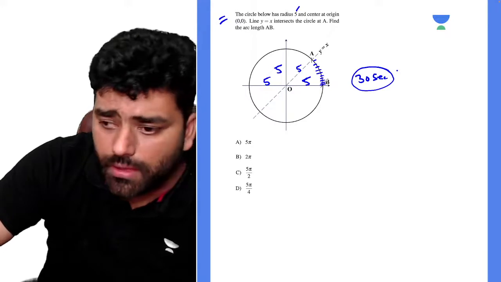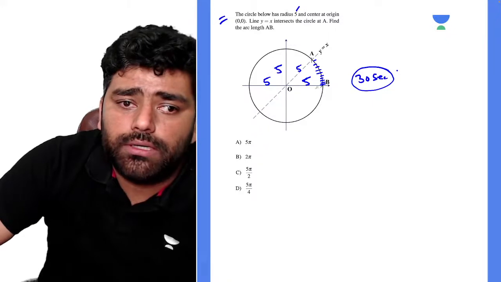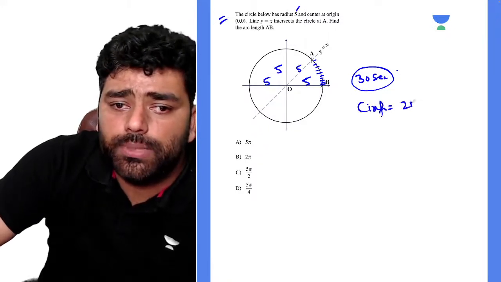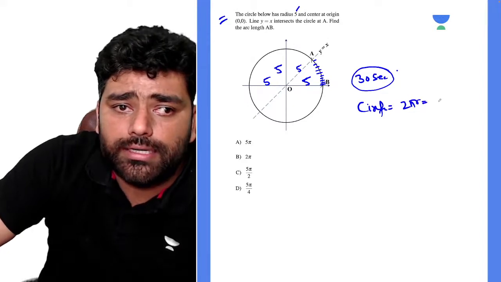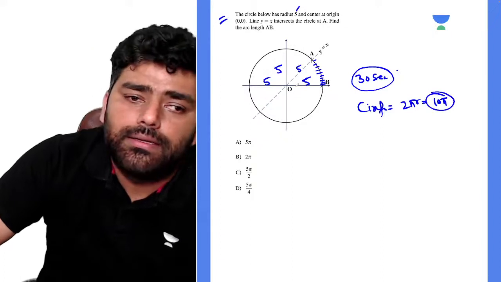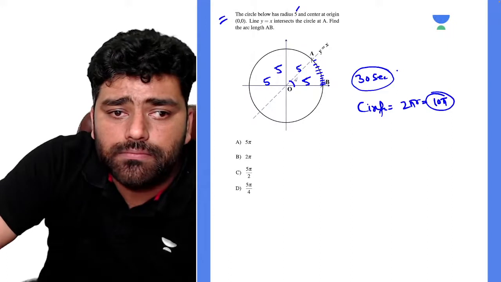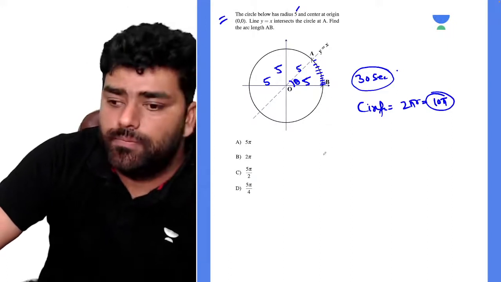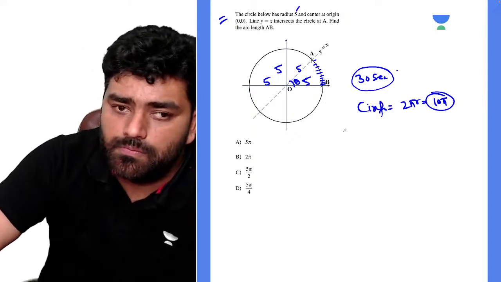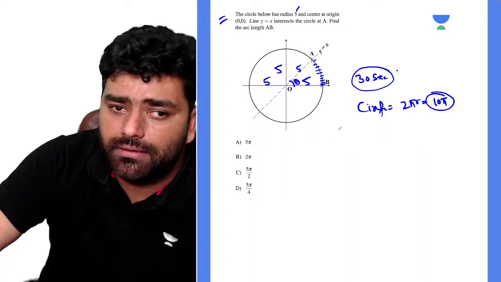Okay, so for this arc length, what do we need? We need the circumference. Circumference is easy, that is 2 pi r. We already know the radius is 5, so that becomes 10 pi, right guys? Then, what do we need? We need the central angle, this theta. Okay, have they given the central angle? No, directly they haven't given, right?